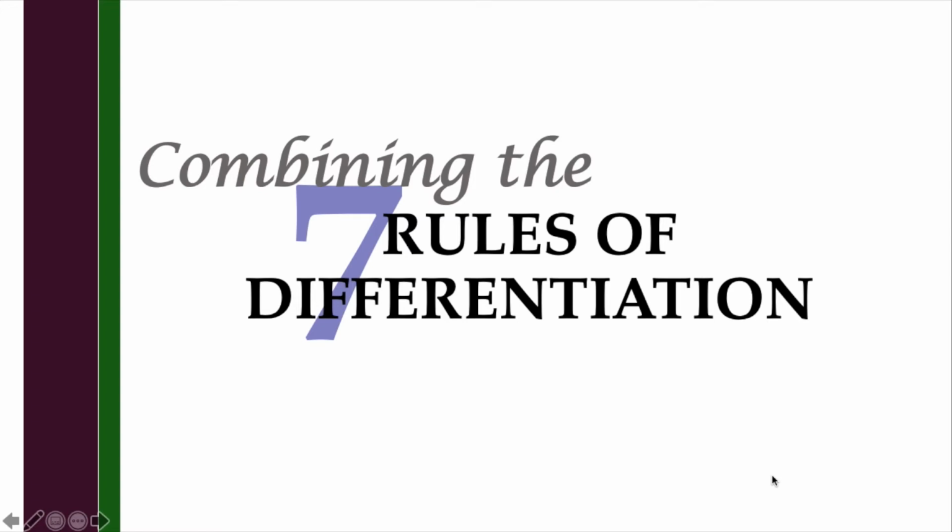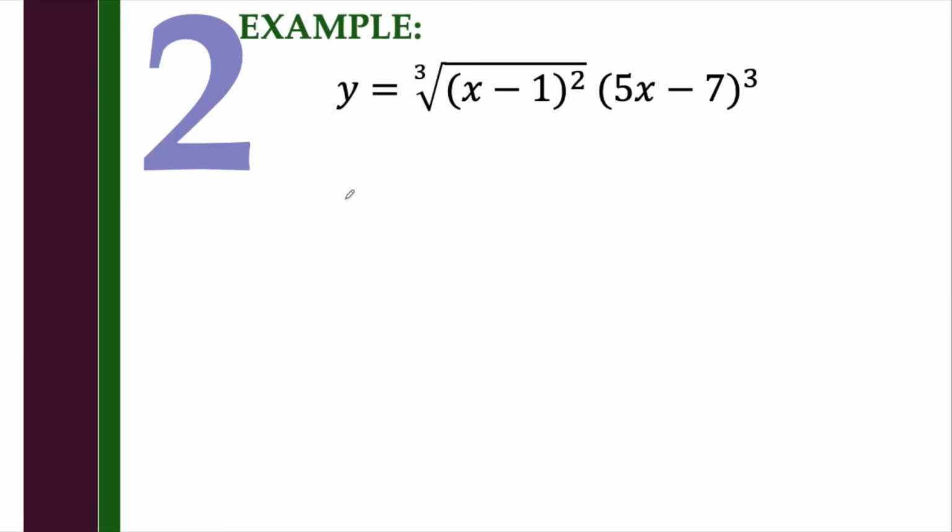This video is about how to get the first derivative of a function where you may only get the first derivative by combining some rules of differentiation. We have the cube root of (x - 1) squared times the cube of (5x - 7). Similar with the previous example, this is a product of two functions: the cube root of (x - 1) squared and (5x - 7) cubed.